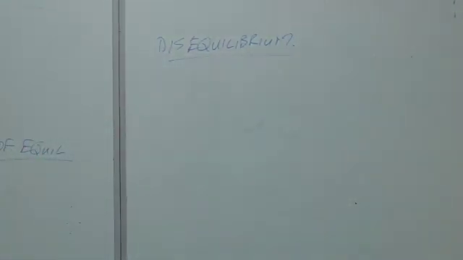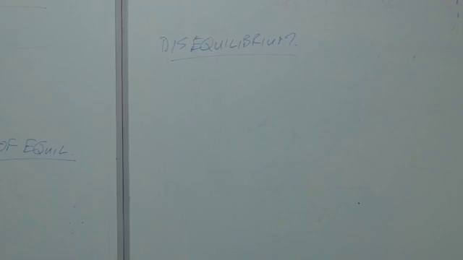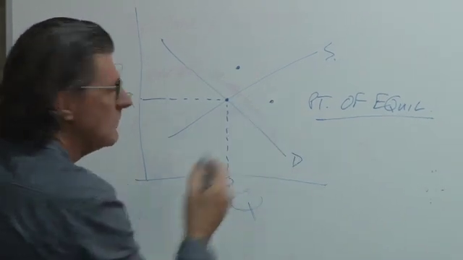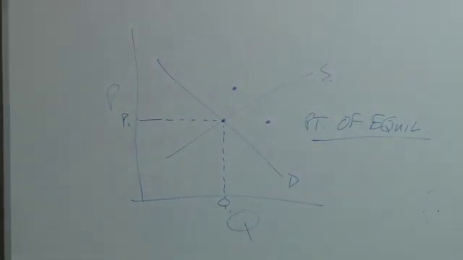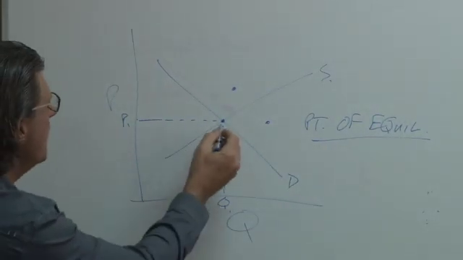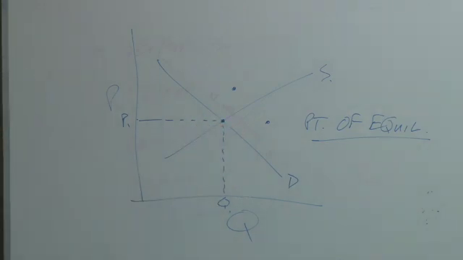So if the point, for example, is somewhere up here, the market is in disequilibrium. If the point is over here somewhere, the market is in disequilibrium. Anywhere away from this point, the market is in disequilibrium. And there will be forces that will come into play to make sure that our equilibrium is reinstated.